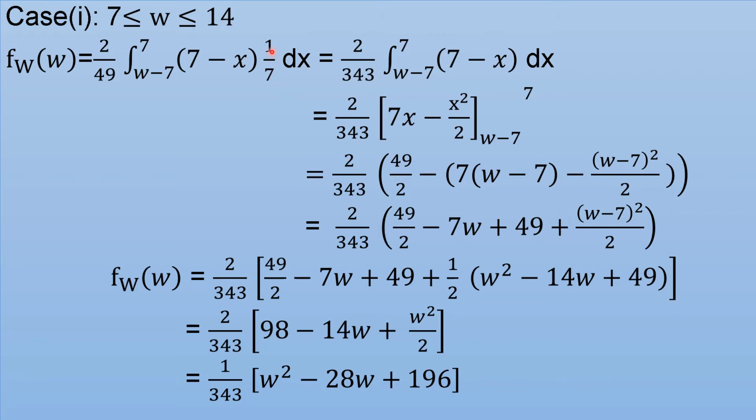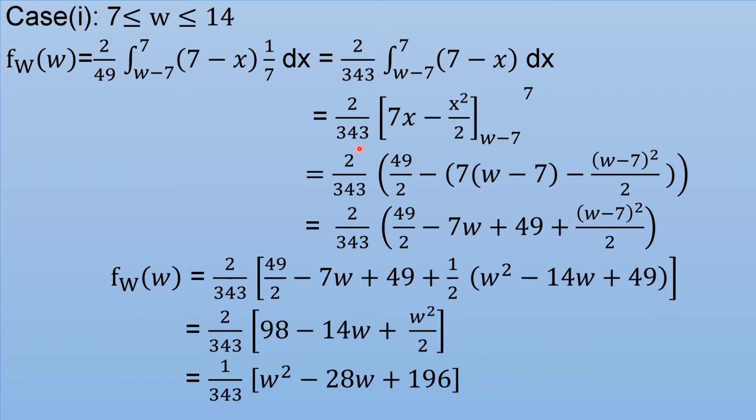into fX of w minus fY of w minus x, which is 1 by 7 dx. 2 by 49 into 1 by 7 is 2 by 343. The integral of 7 minus x from w minus 7 to 7 dx. Integrate: the integration of 7 with respect to x is 7x, minus the integral of x with respect to x, which is x square by 2. Take the difference at the upper limit x equal to 7 and the lower limit x equal to w minus 7.